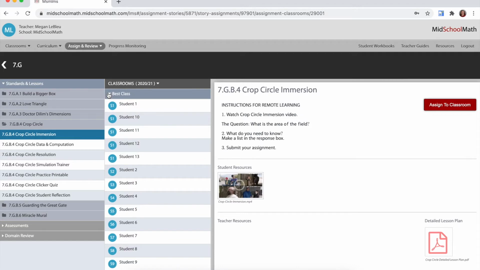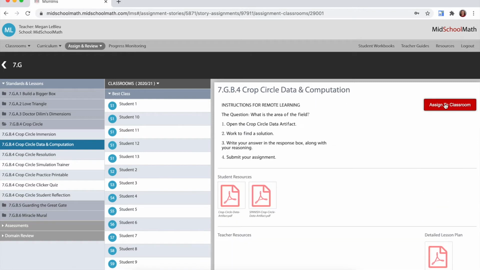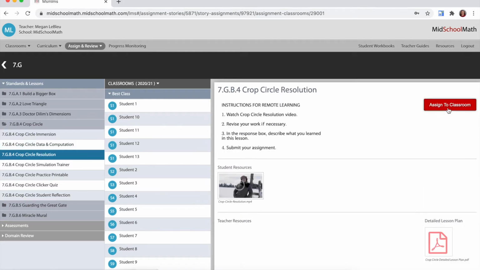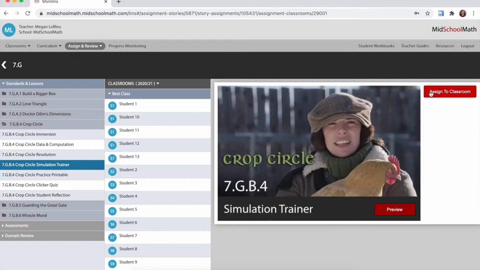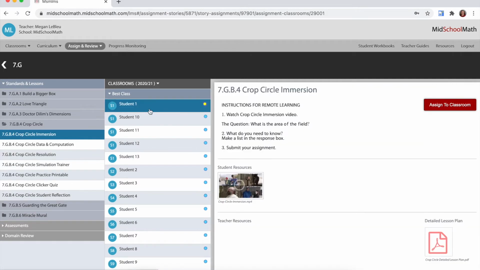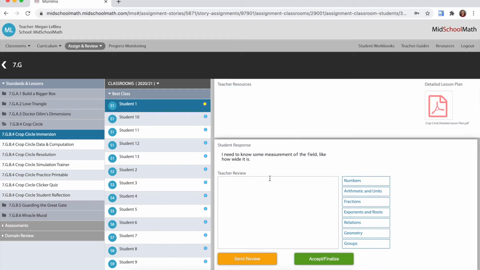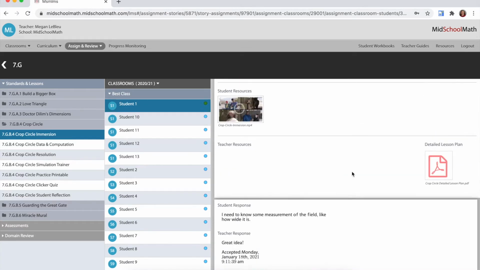Assigning activities to a class takes just a second or two. Here, I'll be assigning all of the parts of the math simulator, and then we'll go take a look at these in the student account. It is also here that teachers can read and review student responses to these tasks. Students then receive the feedback in their own account.